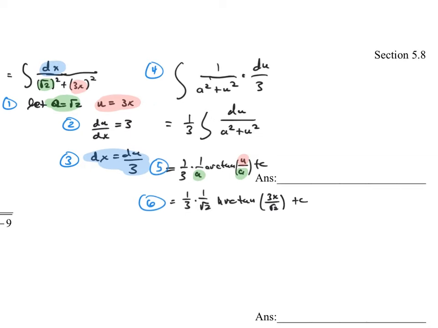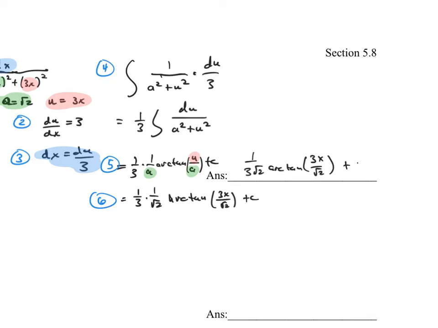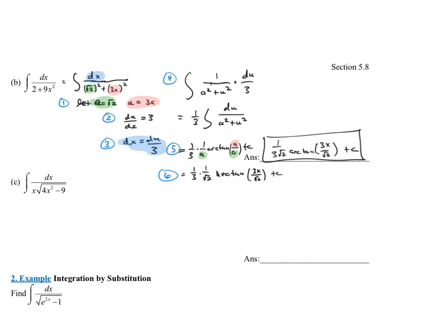Just cleaning that up a little bit, I'm going to have 1 over 3 root 2 arctan of 3x over root 2. I don't know what you want to do there. If you want to rationalize the denominator, I'm perfectly fine with you leaving it like this. So would WebAssign, they'd be fine with you leaving it like this as well. So I'm just going to leave it in that form right there. So again, a u substitution problem, but it wasn't just u we substituted, it was also a that we substituted.